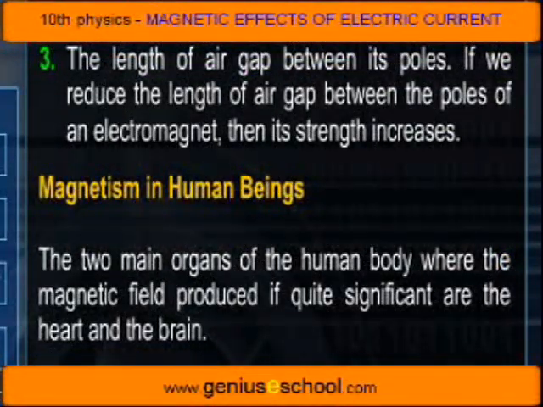The length of air gap between its poles. If we reduce the length of air gap between the poles of an electromagnet, then its strength increases. Magnetism in human beings. The two main organs of the human body where the magnetic field produced is quite significant are the heart and the brain.